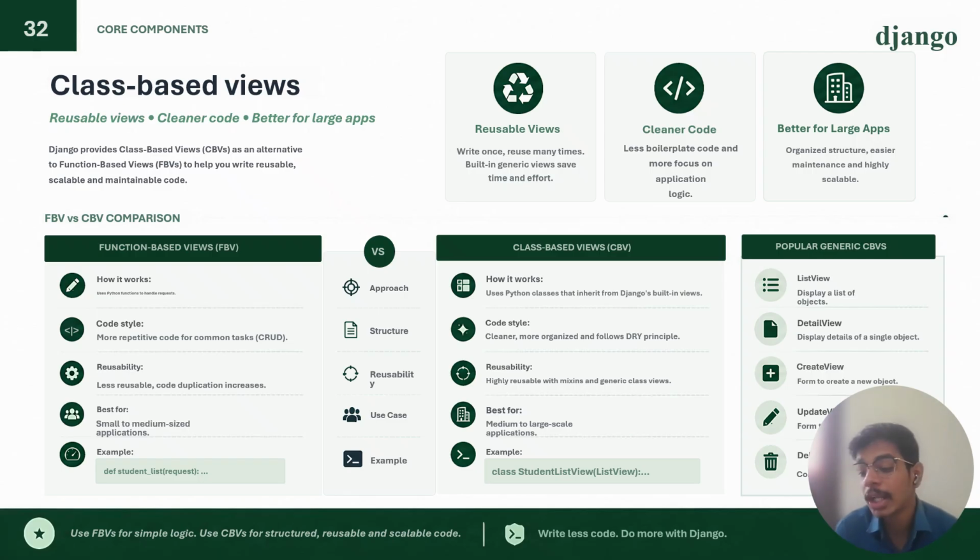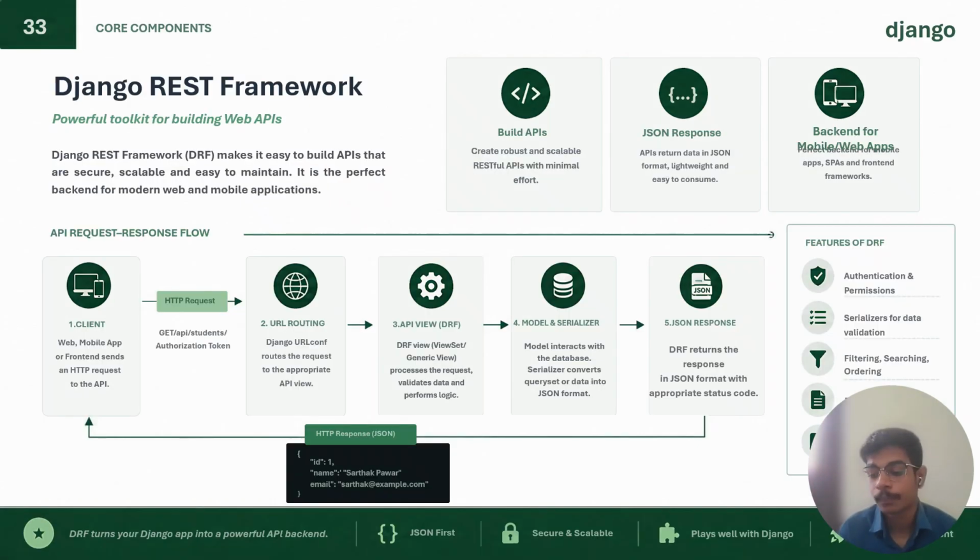Now let's see that Django can also be used to build APIs for mobile and web applications. This slide introduces Django REST Framework, commonly used as DRF. DRF is a powerful toolkit used to build REST APIs. Instead of returning HTML pages, APIs usually return data in JSON format. API views process the request, validate the data, and perform the business logic. Because of these features, Django REST Framework is widely used for building secure and scalable backend APIs.